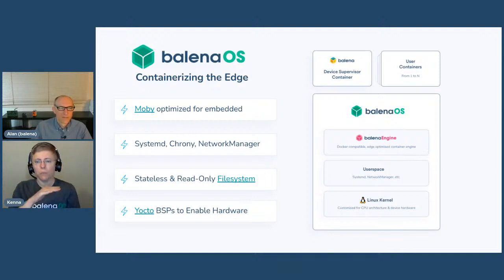So at the base layer, the way that Balena is able to see the hardware underneath and really map to whatever's available to the OS, we use something called Yocto BSPs. Yocto is a project that allows people to create a custom version of Linux specific to their hardware. And so we have something called Balena, which is a BSP that enables that. And for each individual device, we enable vendors' BSPs.